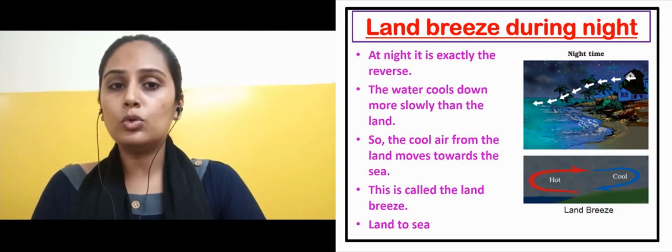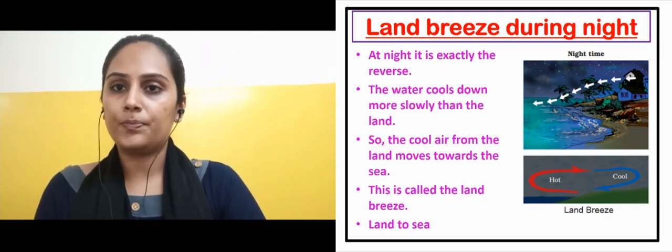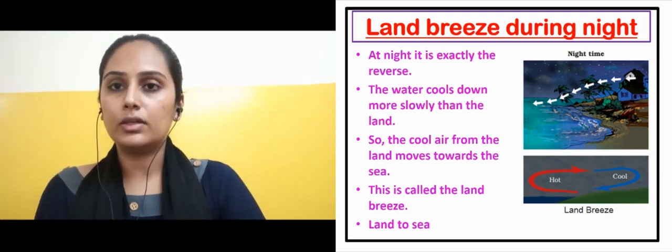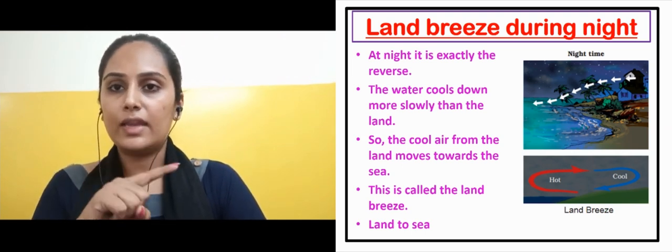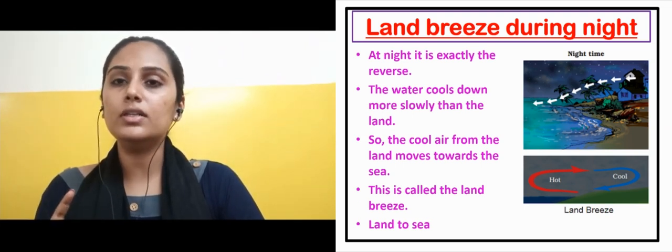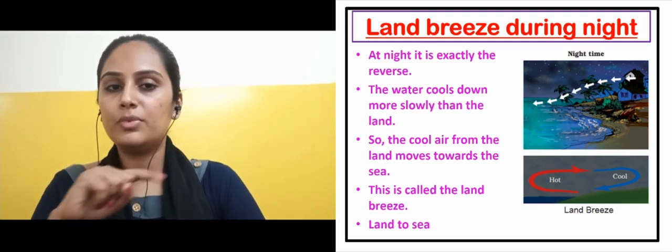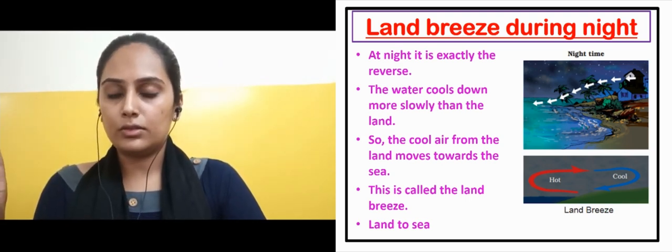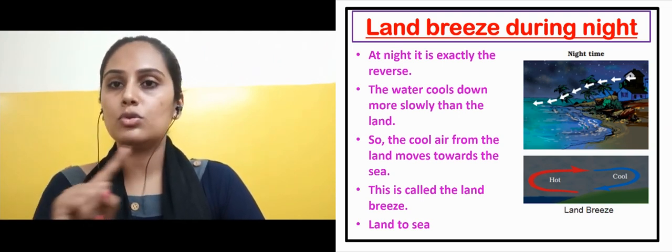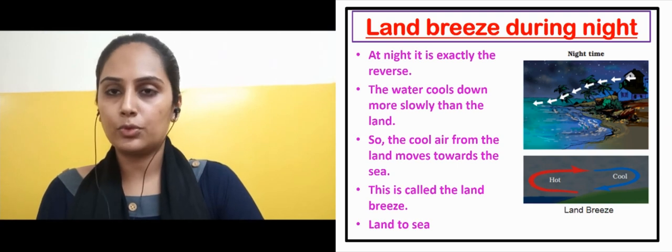Okay. The water cools down more slowly than land. Land cools down faster, right? But sea water takes more time to cool down. So the cool air from the land moves towards the sea. So what happened at night? The cooler air from the land moves towards the sea at night. This is called the land breeze. The cooler breeze that goes towards the sea from land at night is land breeze, and that breeze goes from land to sea. Okay.